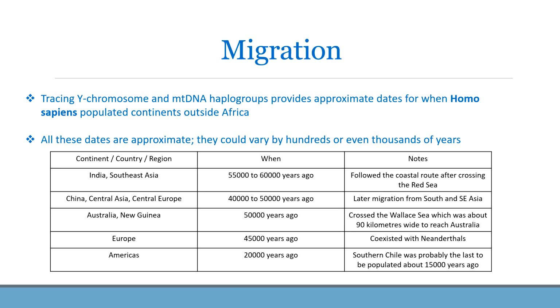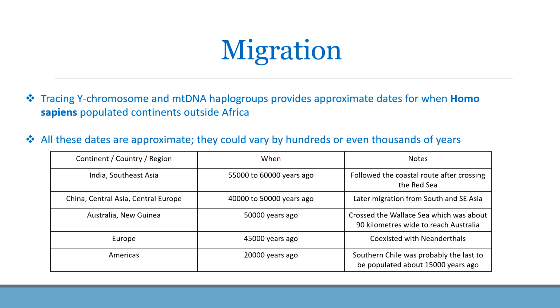This is a summary of the evidence of Homo sapiens, based on a study of the Y chromosome and mtDNA chromosome haplogroups. All these dates are approximate and could vary by hundreds or even thousands of years. The migrants crossed the Red Sea to reach Yemen in Asia and followed the coastal route to reach other continents. India and Southeast Asia were populated about 60,000 to 55,000 years ago. China and the steppes of Central Asia were populated about 50,000 to 40,000 years ago. Australia and New Guinea were populated about 50,000 years ago.